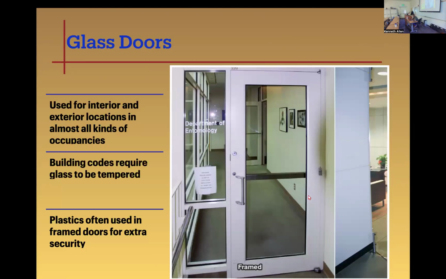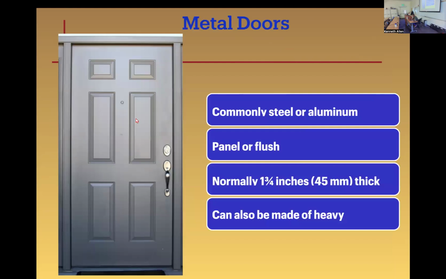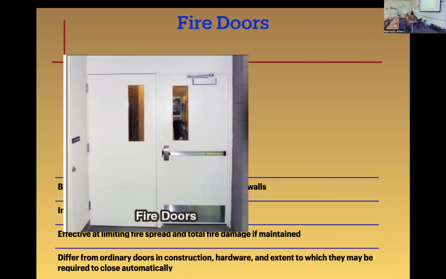Here's some glass doors made out of a metal frame. Here's a steel door, cheap, lightweight. There's empty inside there. It's not going to be filled with full steel. It's usually panel and flush, and they're about 1 3/4 inches thick, so they match the width of a 2x4. And they can be made heavy if need be.